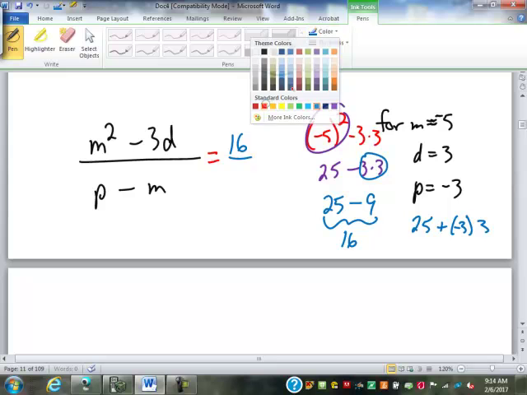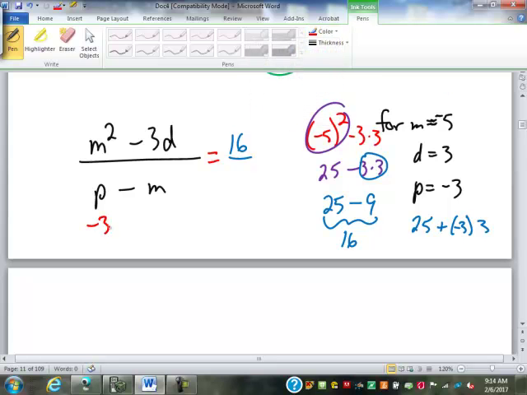On bottom now, I'm going to replace P with -3 and M with -5. What is -3 minus -5? That's -3 plus a +5, or 2. So the final result is 8. Good.